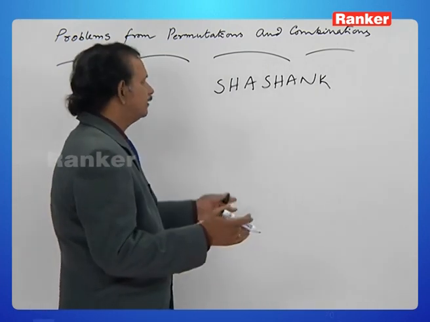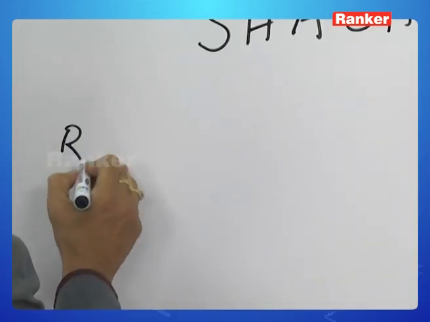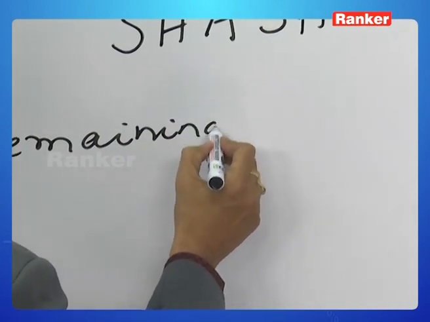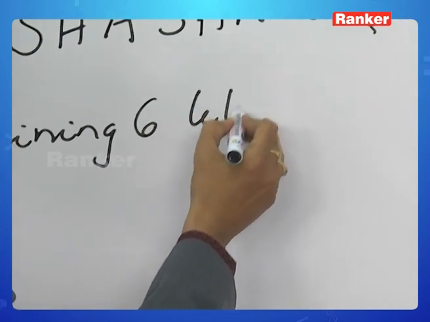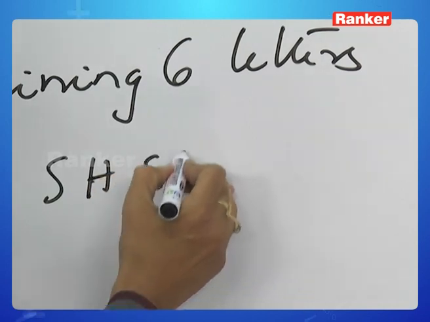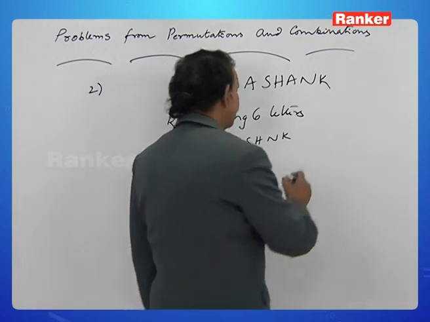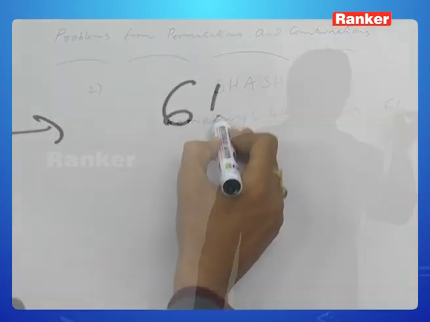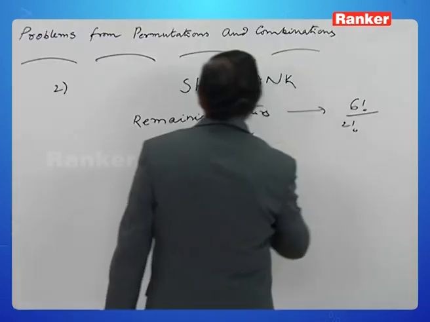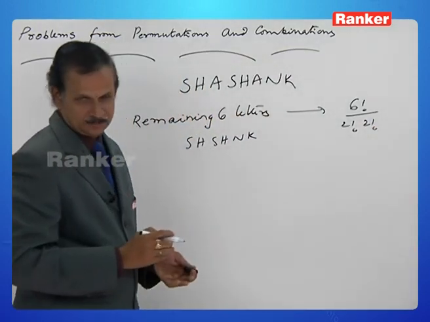First of all, what are the remaining letters? Remaining letters, how many are they in number? 6 letters. What are the 6 letters? S, H, S, H, N, K. How many ways can you arrange them? This can be arranged in 6 factorial by how many S's are there? 2 S's are there. How many H's are there? 2 H's are there. They have been arranged.